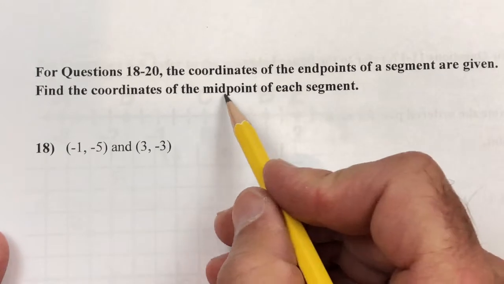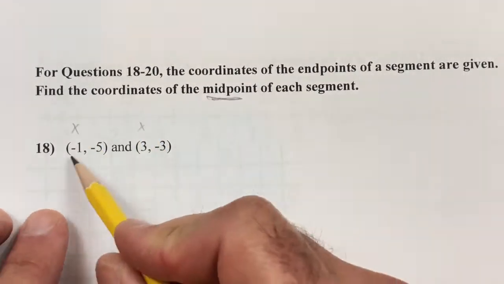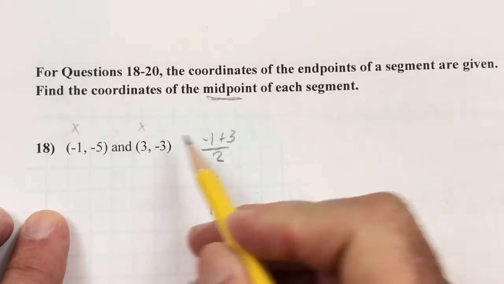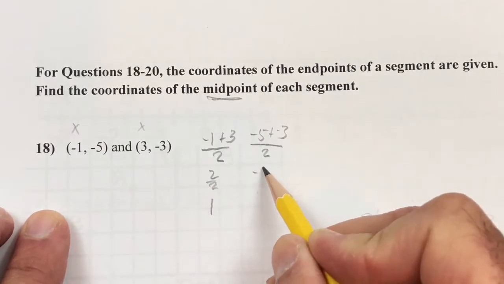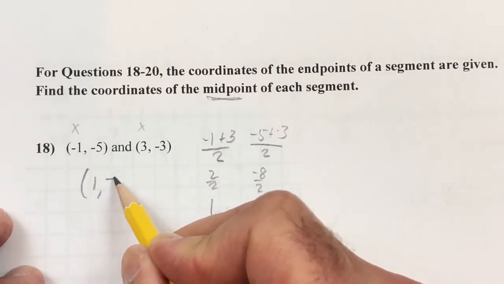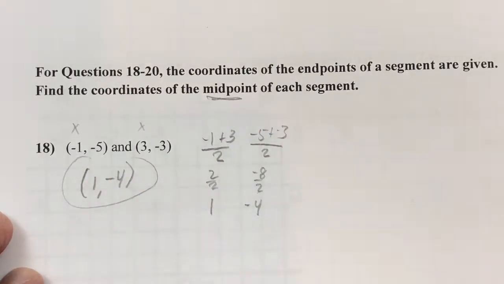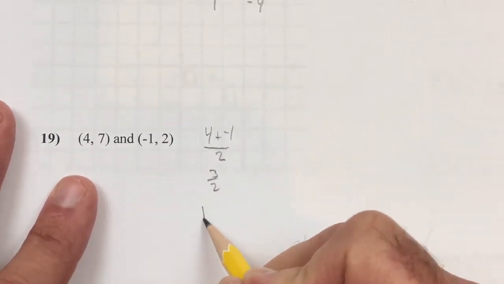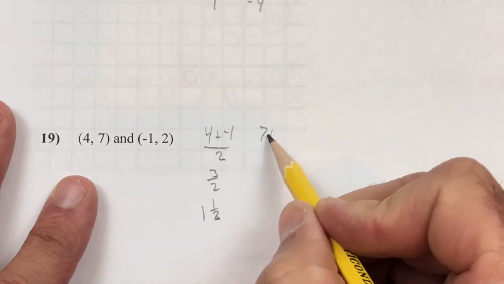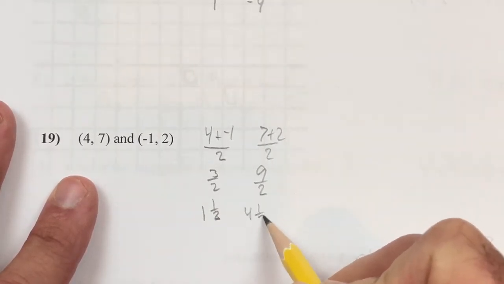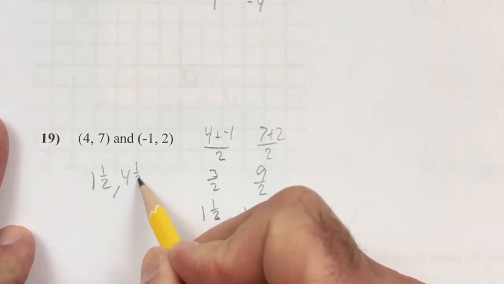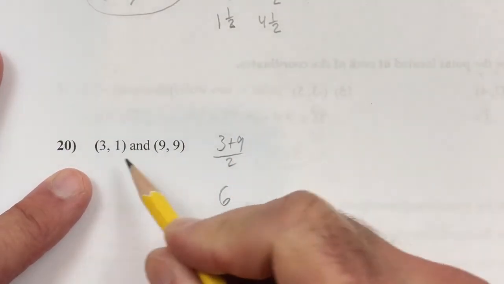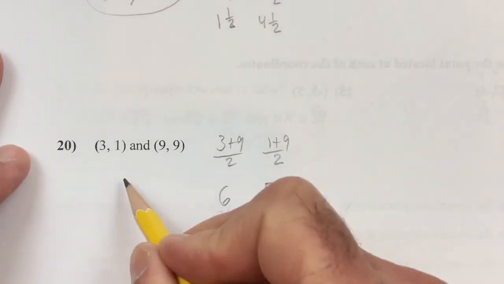And for questions 18 to 20, we're going to apply the midpoint formula. Remember, we add the x coordinates and divide by 2 to find the middle of the x values. Do the same with the y coordinates. And when you put those two together, you have the ordered pair that goes with the midpoint of that segment. So for number 19, your midpoint ends up being 1.5 as your x coordinate, 4.5 as your y coordinate. And number 20, the midpoint is 6, 5.